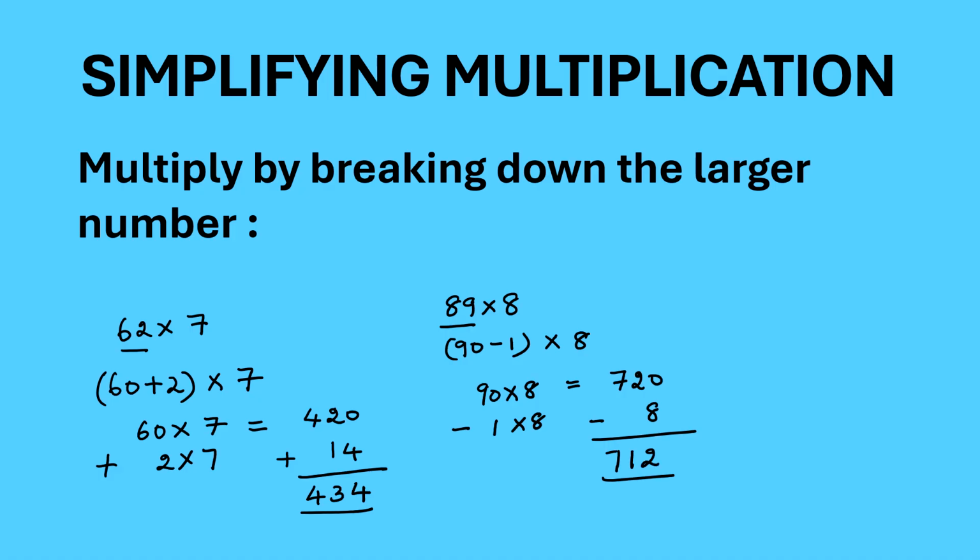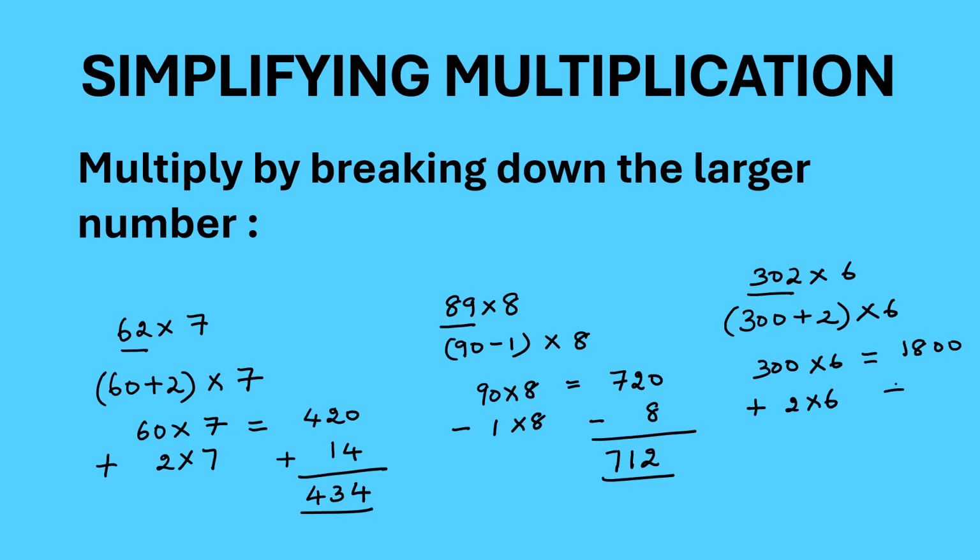Let's try one more. Let's say you want to do 302 times 6. So 302 is close to 300. So we break down 302 as 300 plus 2 and we multiply it by 6. So the problem becomes 300 times 6 plus 2 times 6, which gives you 1800 plus 12. And when you add these two, you get 1812, which is your final solution.